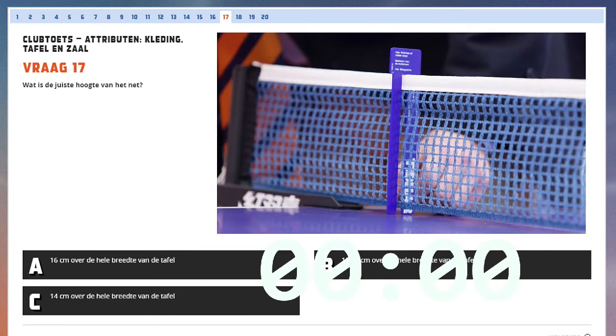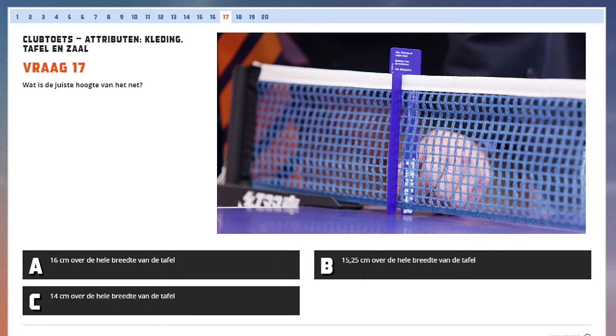Question number 17. I will take away the clock for a moment because it's in my way. This is about the net. What is the correct height of the net?